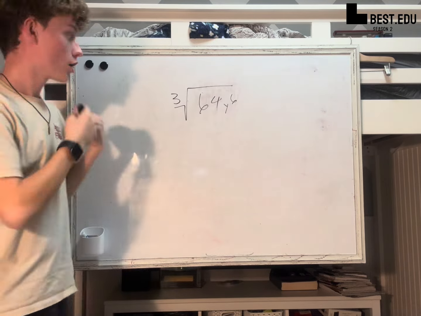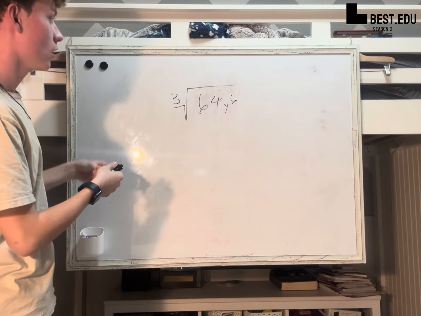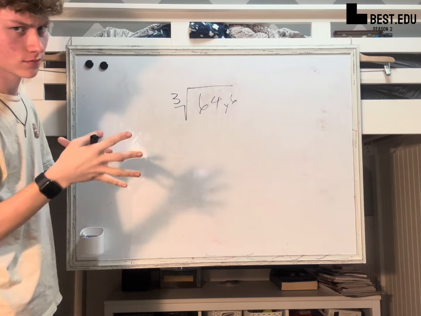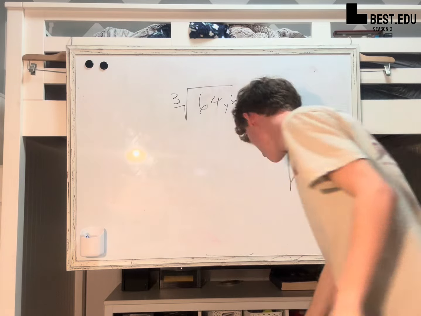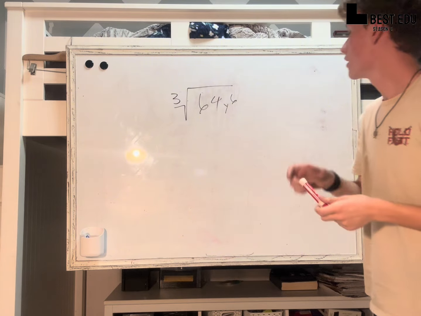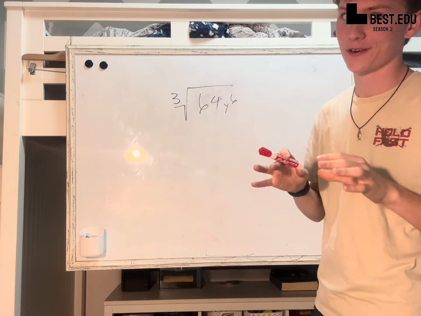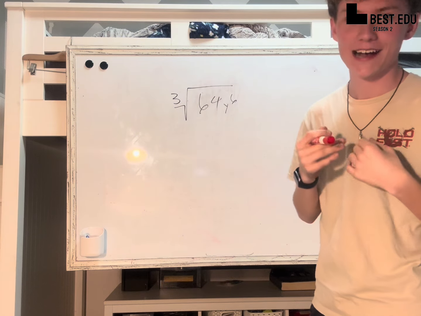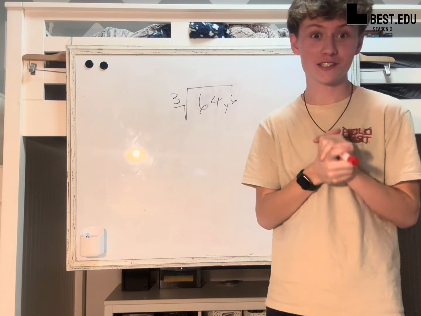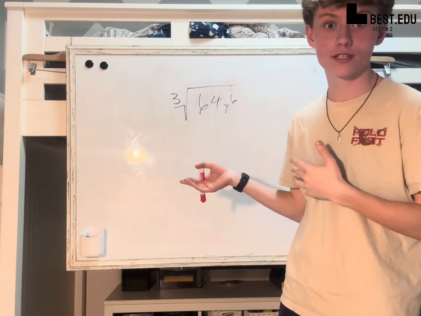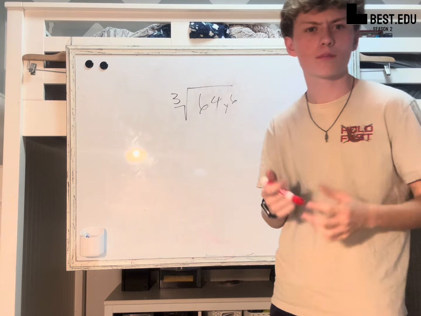All right, cube root of 64, y to the power of 6. Kind of get what I'm saying here? Okay. This is going to be pretty simple, pretty smooth. This is a lot calmer than the last one we just did. I just want to let you know it's a lot more peaceful and not as stressful as the last one. So hopefully this one frees your mind up a little bit.